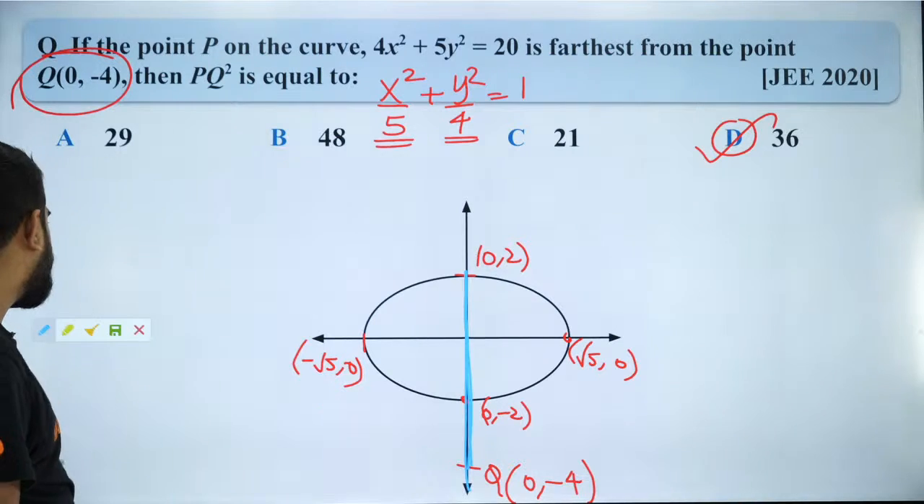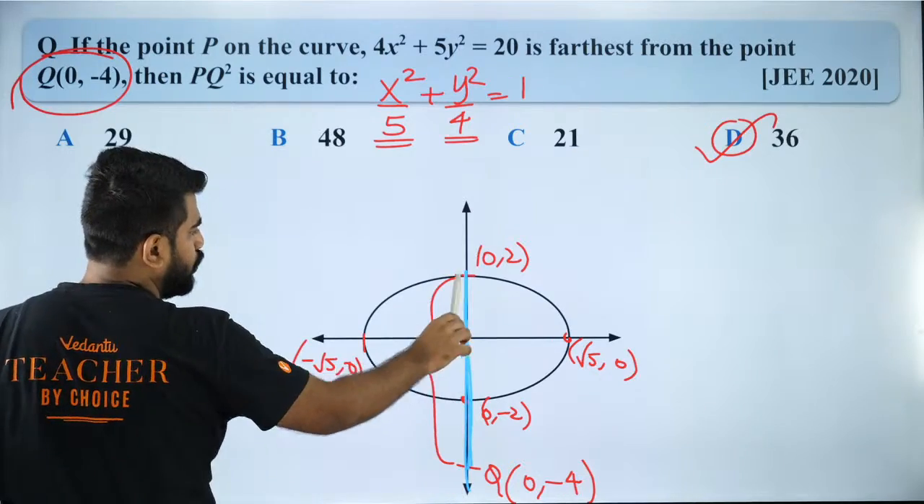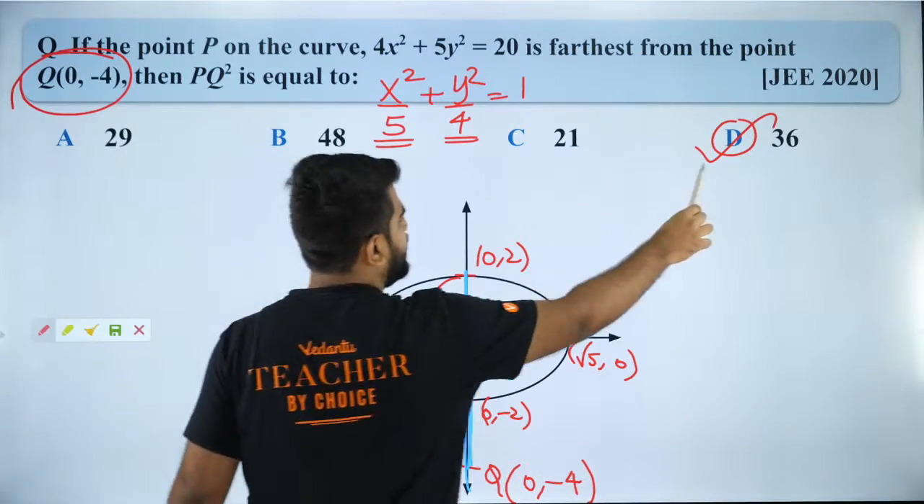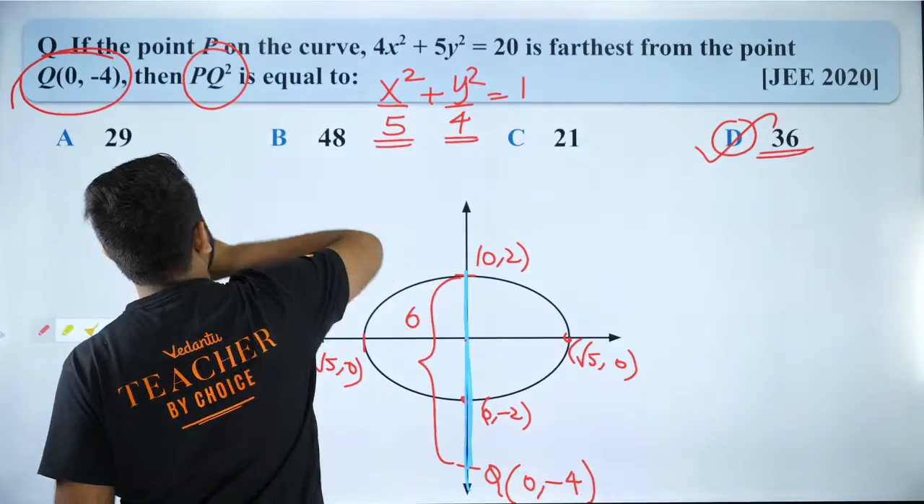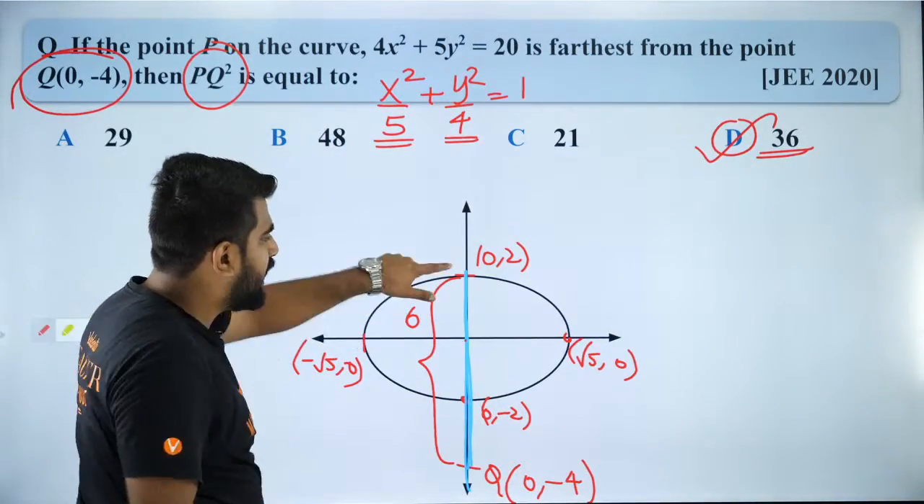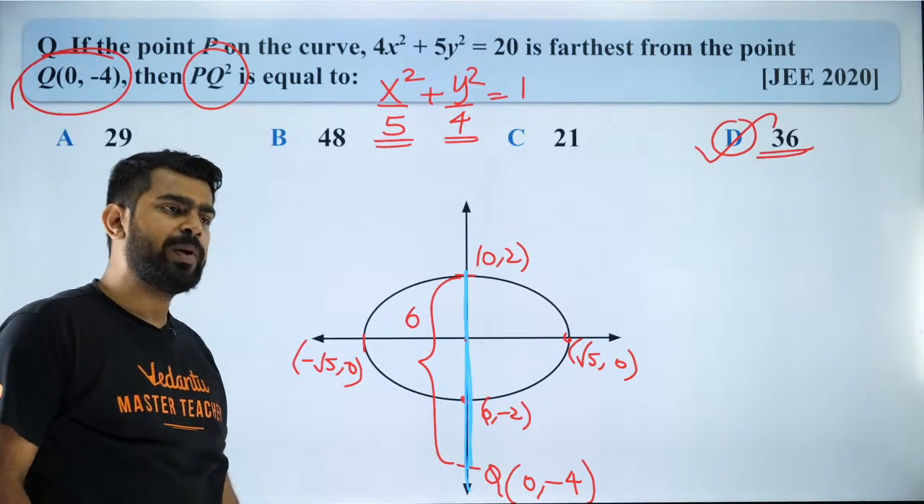I hope everybody got it. So what is the distance length? It is going to be 4 plus 2. So 6 is the length. So 6 square is my answer because they asked PQ square, where P is the point on this ellipse which is at the farthest distance from here. So that will be equal to 36.